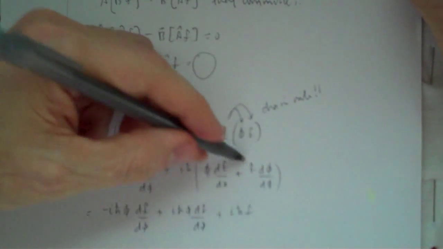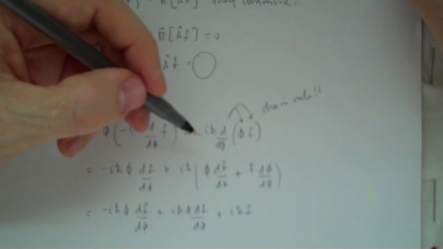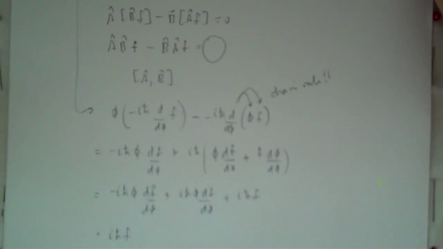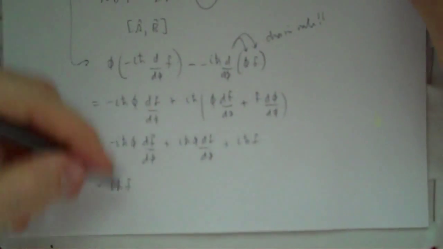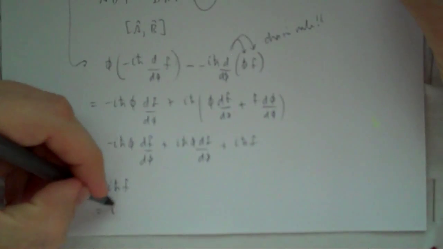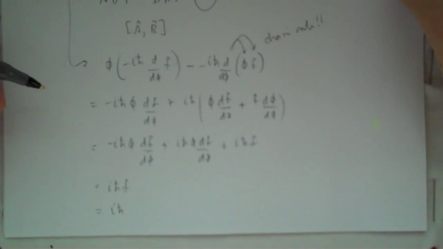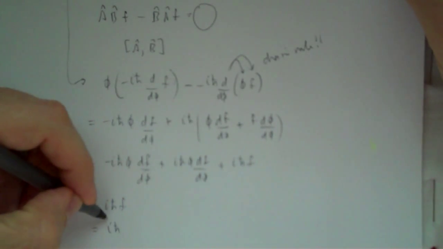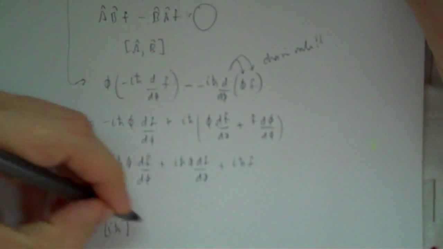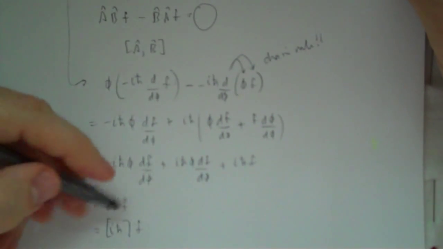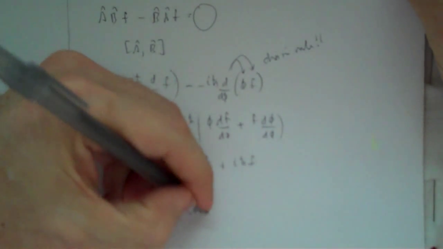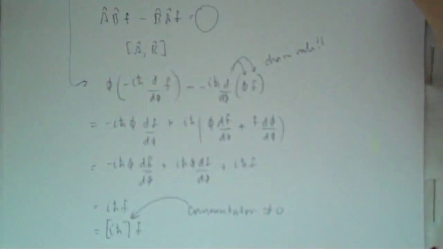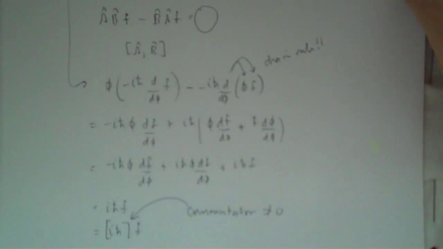So this goes to i h bar f. We're distributing that across there. These two terms cancel, and this goes to i h bar f. And so we take the function back out of there, then it becomes i h bar. Remember, this is then the commutator. But that's the commutator right there. Boom. And so this does not equal 0, and therefore they do not commute, and that, of course, is the commutator.